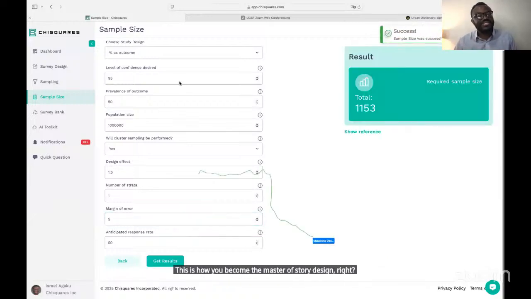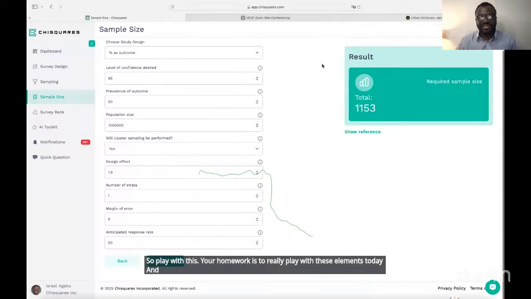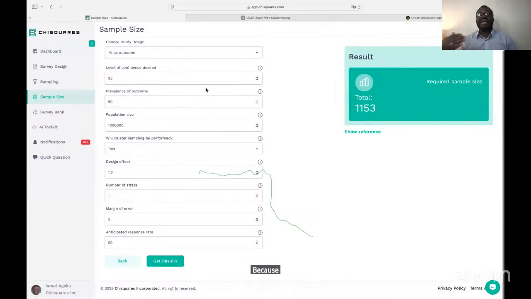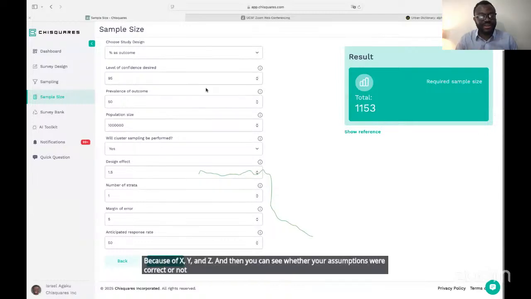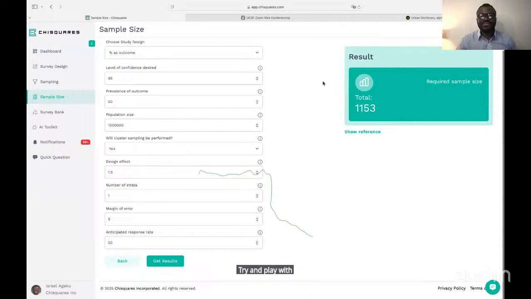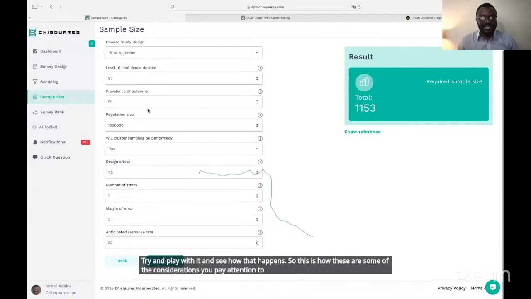So play with this. Your homework is to really play with these elements today. And before you see a result, try and make a guess that, oh, I think that the sample size will increase because of X, Y, and Z. And then you can see whether your assumptions were correct or not. That's what I would really encourage you. So for those of you who say we don't give homework, well, that's your homework for today. Try and play with it and see how that happens. So these are some of the considerations you pay attention to when calculating sample sizes for descriptive studies.